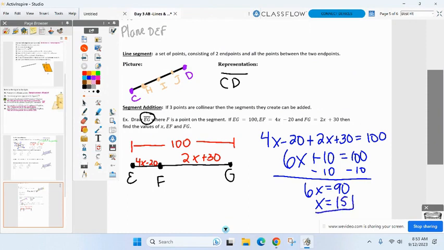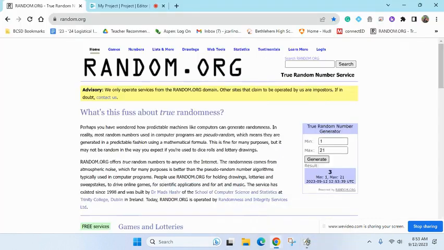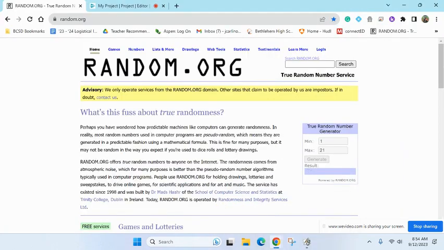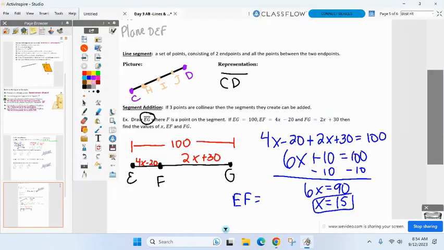Remember I said you had 3 jobs? Now what's the length of EF? How can you use my value of x now to find the length of EF? Don't tell me the length of EF, just tell me how you can find it now. Yep. So I'm going to take 4x minus 20, plug in x, and EF will be, when you're ready. 40, good work. And now I need the length of FG.